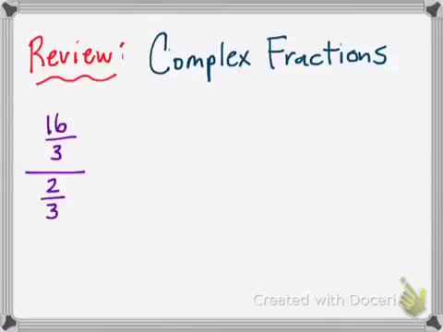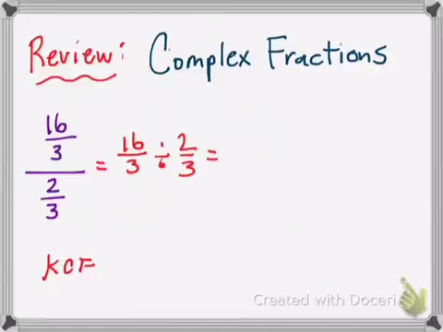So remember, we just use our knowledge of dividing fractions. This is written vertically, up and down, so I can just write it horizontally, left to right. So this is the same as 16 thirds divided by 2 thirds. And then remember, my rule for dividing fractions is keep, change, flip. So I keep my first fraction, change division to multiplication, and then flip, or take the reciprocal of, 2 thirds, which is 3 halves. And now I can multiply fractions, so I can multiply straight across.